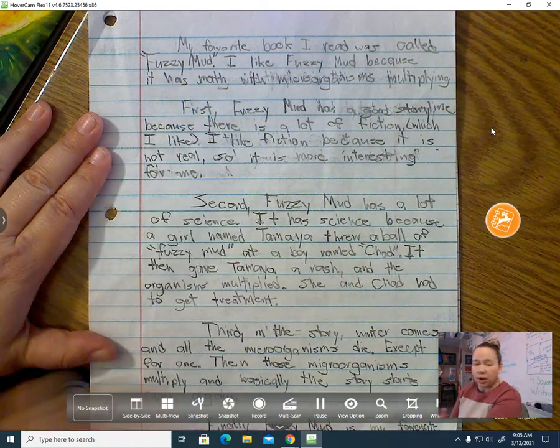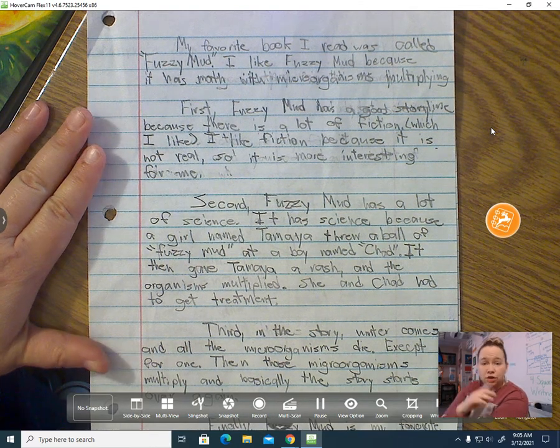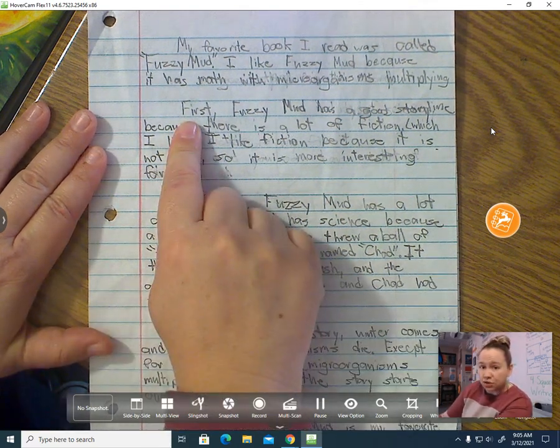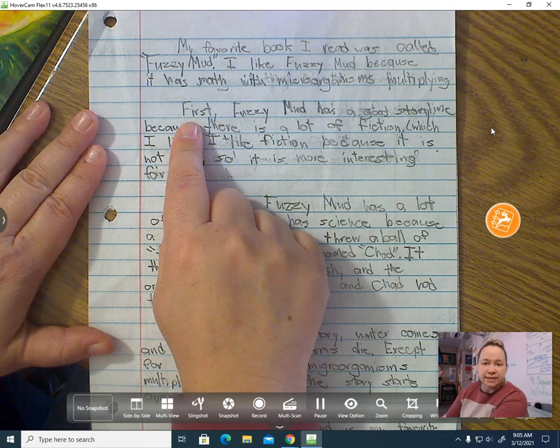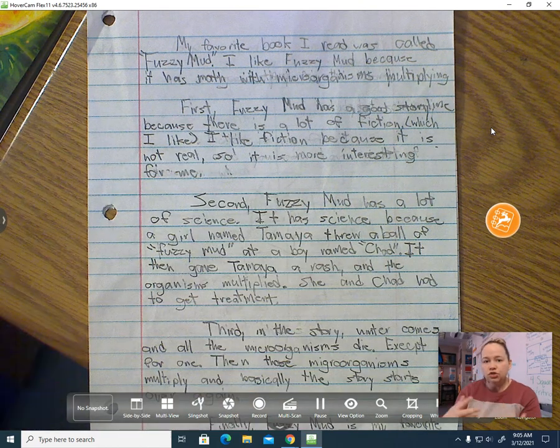There's an indentation. And what I love that this student did, and I encourage all the students to do, is to start your paragraph with a transition word. First, next, then, for example, finally, in conclusion. Those are the transition words.